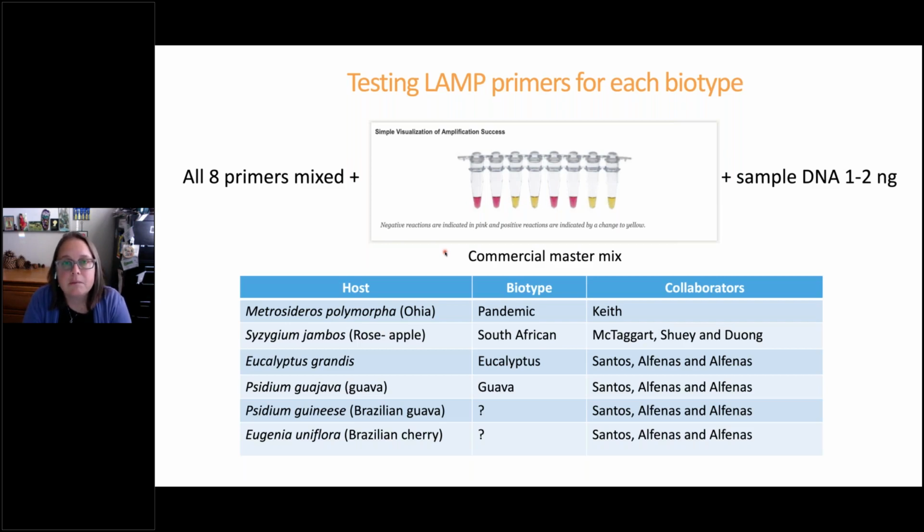Now, to be able to develop LAMP markers or to test the ones that we've developed, we needed DNA. And so luckily we were able to work with our collaborators to get some DNA. So we've got some from the pandemic, from Hawaii, we've got some from the South African biotype, the eucalyptus biotype, the guava biotype, and then we actually had 2 strains of unknown biotype that we've been working with thus far.